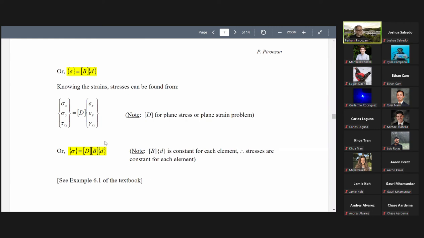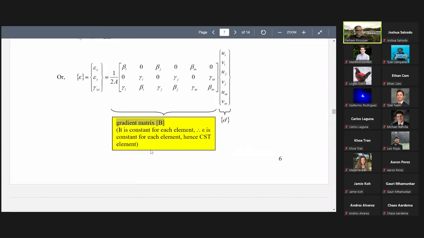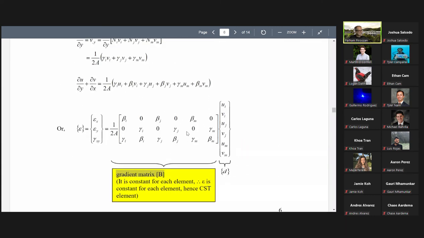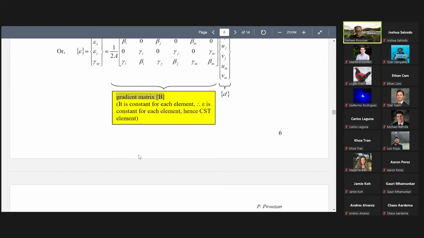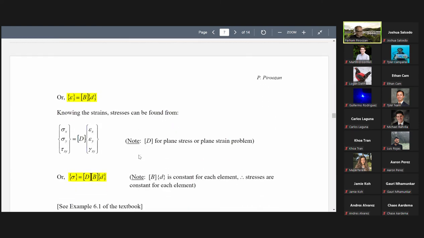All right, so that's what we wanted to find. This is epsilon and this is sigma, all of them related to this B matrix, which contains beta I, gamma I, beta J, gamma J, and so on. But we have not found the element stiffness matrix. That's what we are going to do next week.